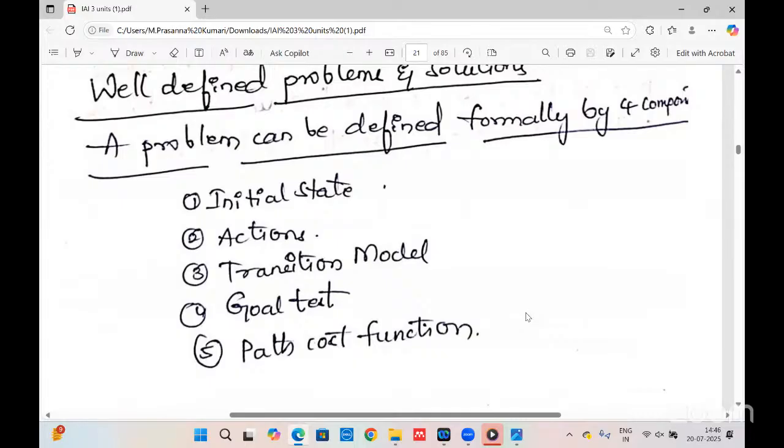See here, look at the board. If I am placing the first queen here, the second queen should not be placed row wise, column wise, diagonal wise.